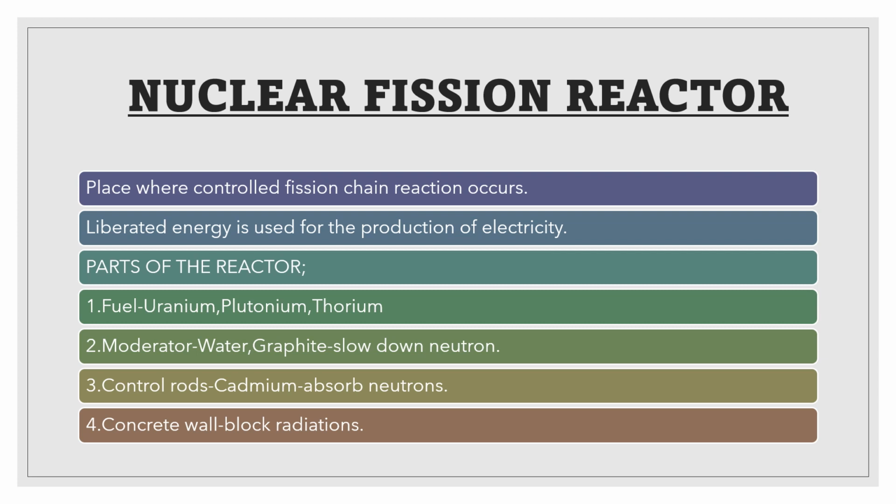There are many parts of a reactor. First is fuel, in which uranium and plutonium are the basic fuels used in reactors. Then the moderator. Mostly we use heavy water or graphite in moderators to slow down neutrons. And control rods, which absorb neutrons, made of materials like cadmium. We also use concrete walls to block radiation.